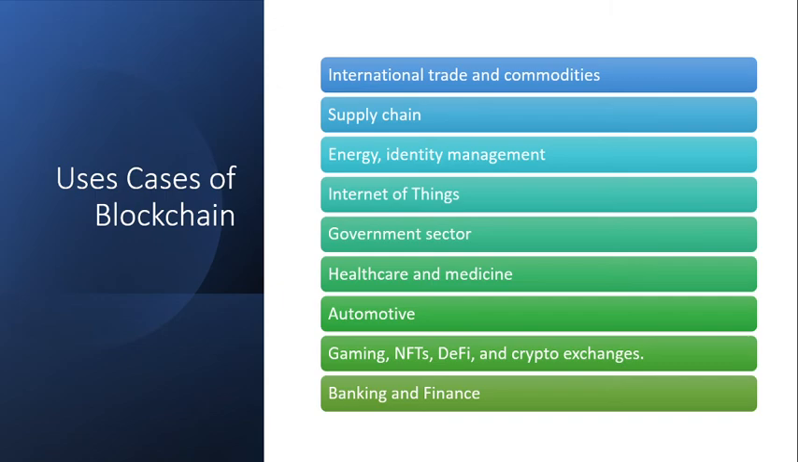So let's come to the use cases of the blockchain, where and how we can implement the blockchain, what are the sectors where we can use the blockchain technology. So blockchain can be implemented and used in the international trade and the commodities. It can be used in the supply chain, energy, digital identity management, Internet of the Things. In government sector and the projects, we can use the blockchain. In healthcare and the medicine, we can use the blockchain. Similarly, we can use the blockchain in automotive, gaming, NFTs, DeFi, and the crypto exchanges.